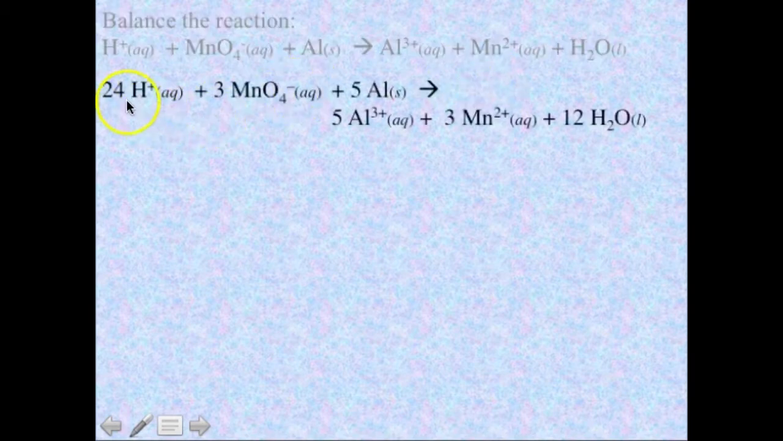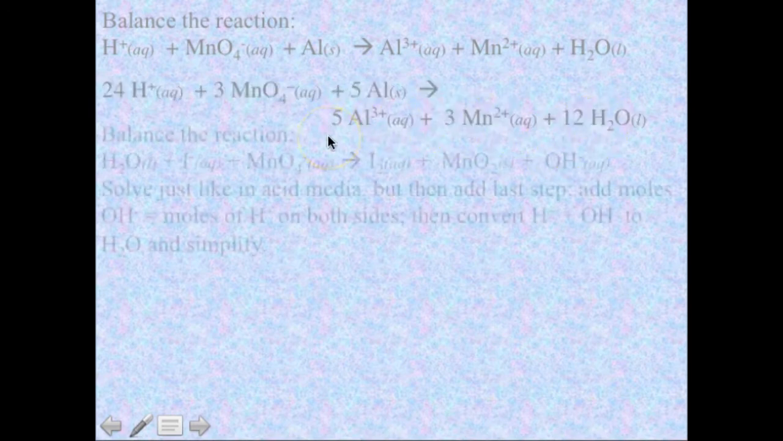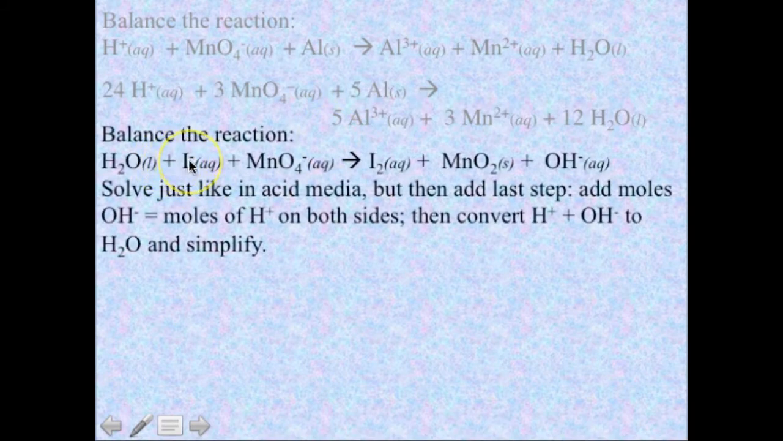Okay, here's the balanced reaction. 24H plus and 3 permanganate and 5 aluminum metals yields 5 aluminum ions plus 3 manganese ions plus 12 waters. Now sometimes you will get an unbalanced reaction that occurs in a basic solution with hydroxide instead of an acidic solution like hydrogen ion.